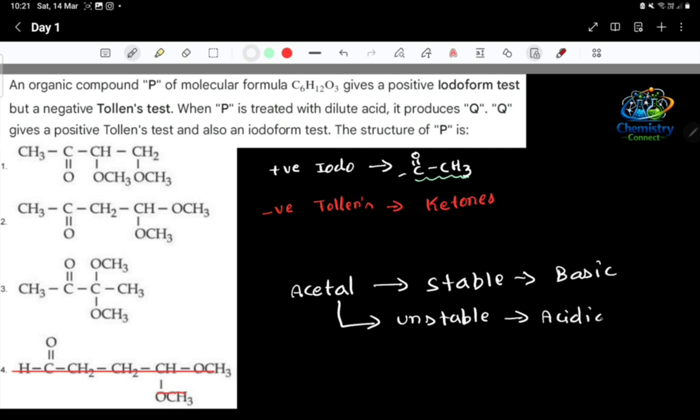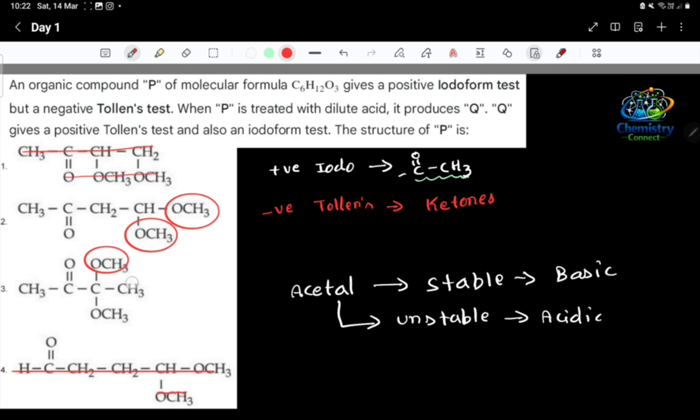Why I've used acetal here: OCH3 or OR should be attached to the same carbon atom. Here it is there, here also it is there, but in this case no, because later it is treated with acid, it should give a product Q, and Q should give a positive Tollens test as well as an iodoform test. So based on this factor, option 1 is not the answer.